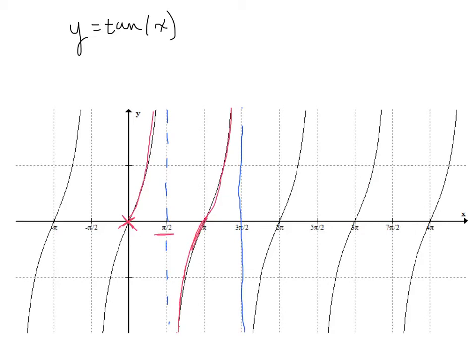You can see right in here is the period of the graph. So from pi over 2 to 3 pi over 2, that pattern is what will continue to repeat itself. And here's your asymptote.